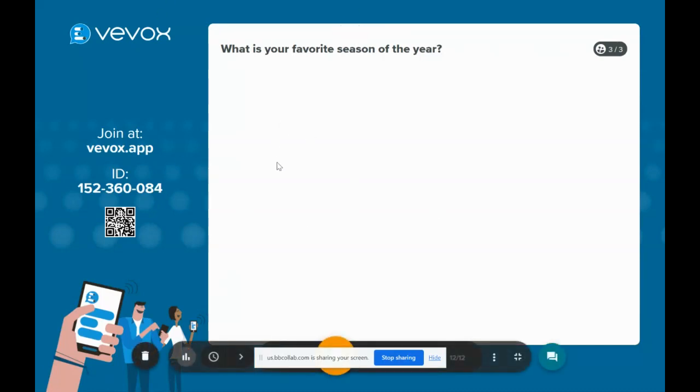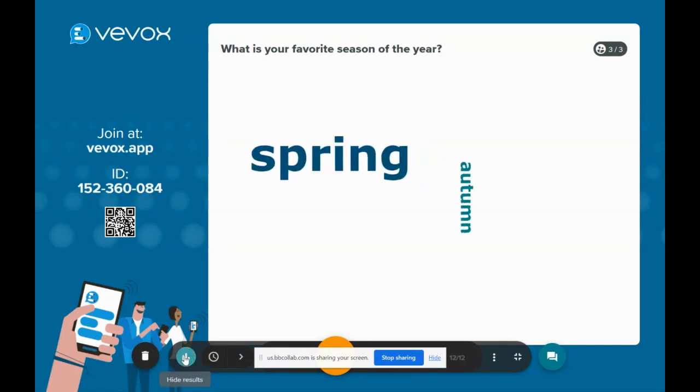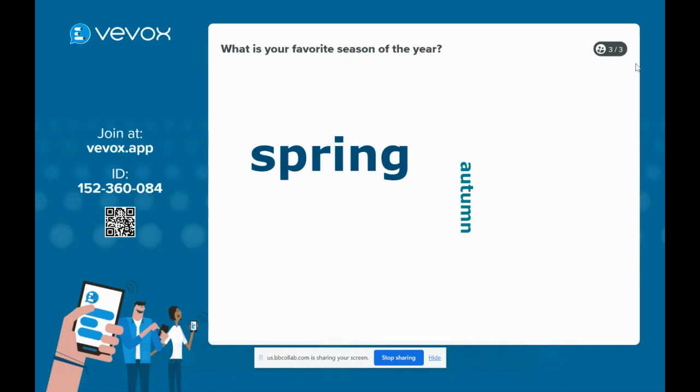Okay, now look at this. This is the word cloud. Two people answered spring, one said autumn, because we have three. Look at this, the number of participants, three. So three students here, including myself: two people said spring, one said autumn. And spring is bigger because it had more responses.